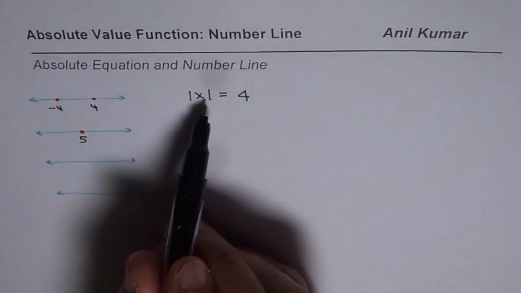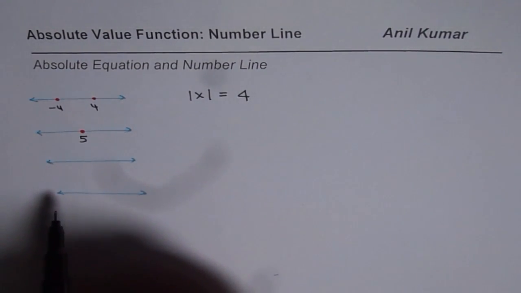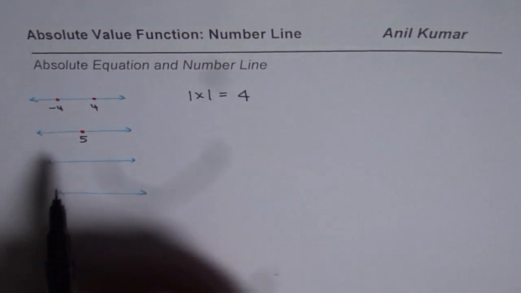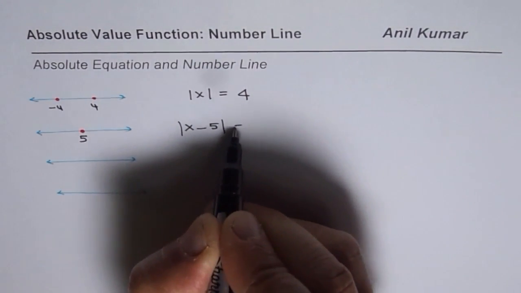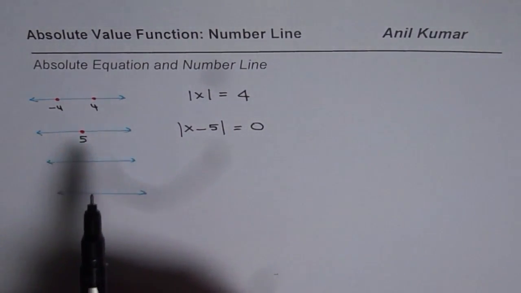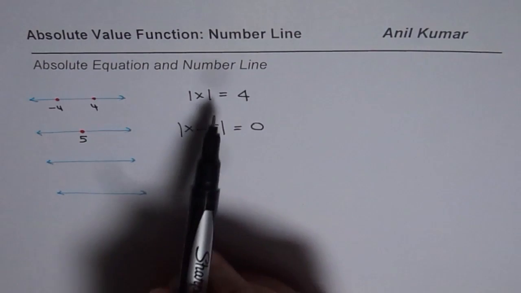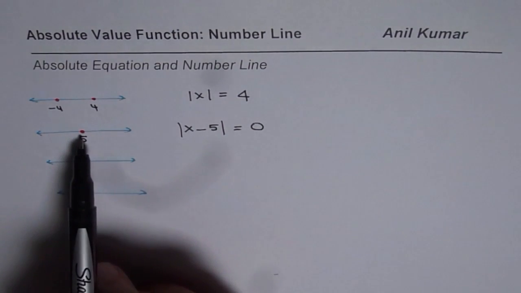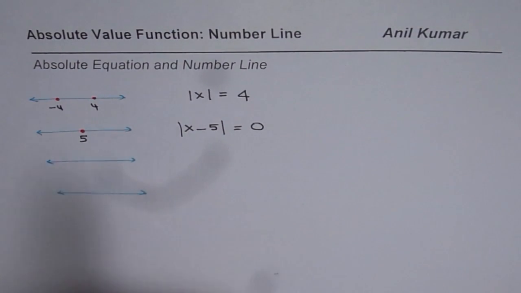So we need absolute function equation which has solution as 5. Now if I have simple equation like this, I'm expecting two answers, but when do we get one solution? Think about this. How about x minus 5 equals to 0? Well, that is the kind of equation which will have one solution. So in absolute function, whenever you have two solutions, we are expecting equal to some number which is positive. Whenever we have one solution, we are expecting that absolute function to be equal to 0.